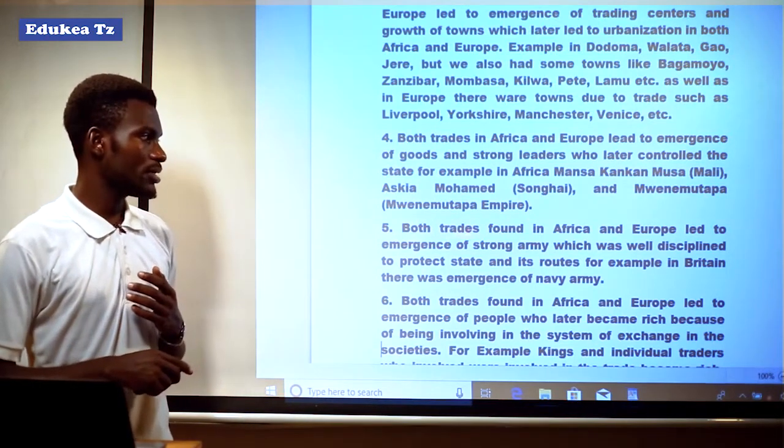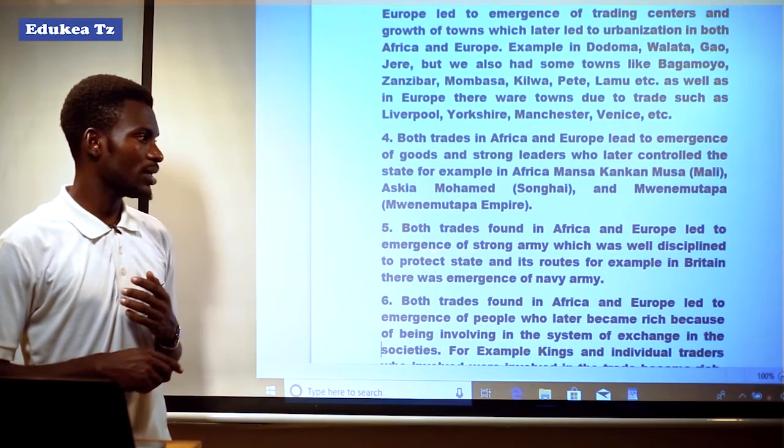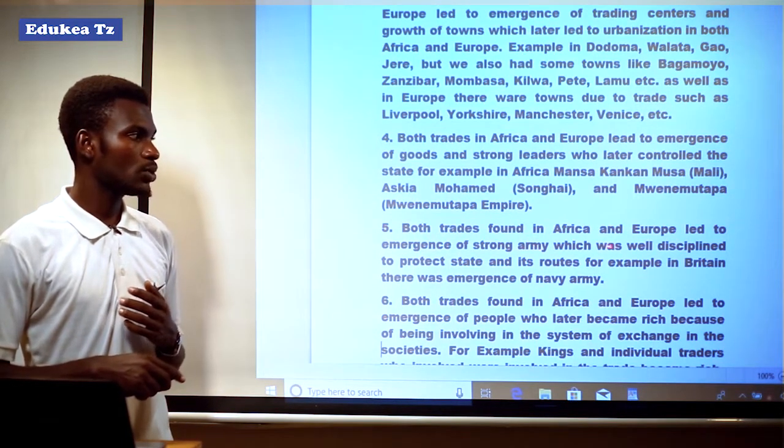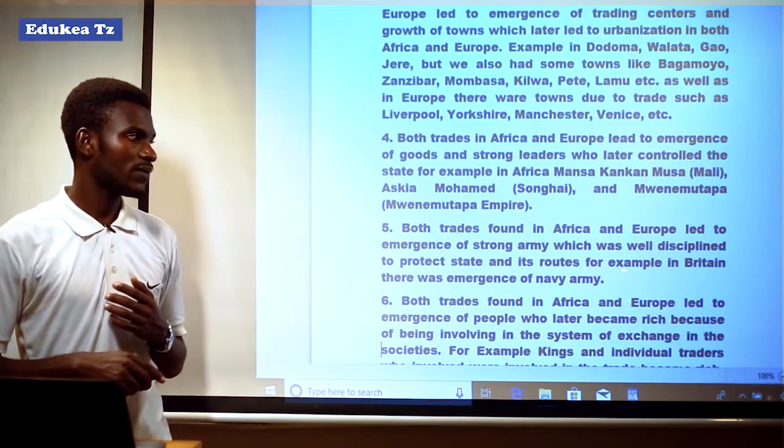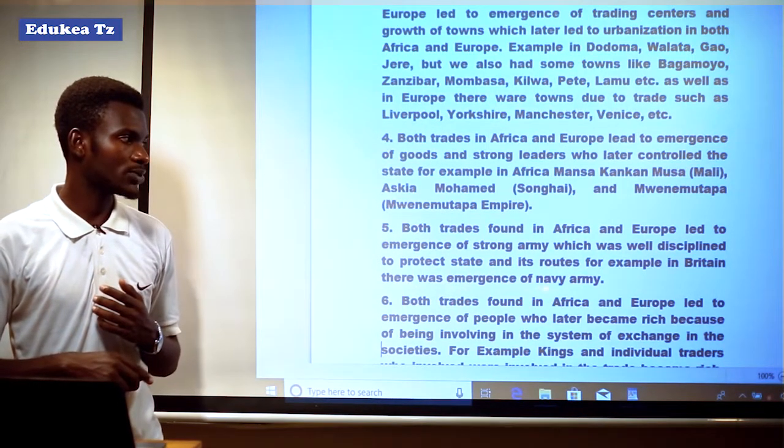Another significance was that trade in Africa and Europe led to the emergence of strong armies, which were well disciplined to protect the state and its routes. For example, in Britain, there was the emergence of the Navy Army.